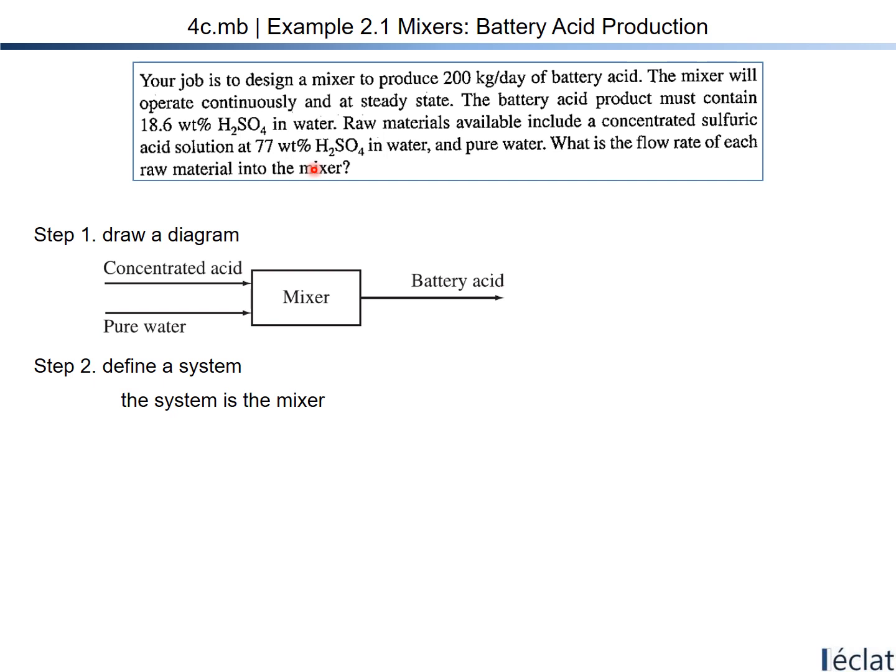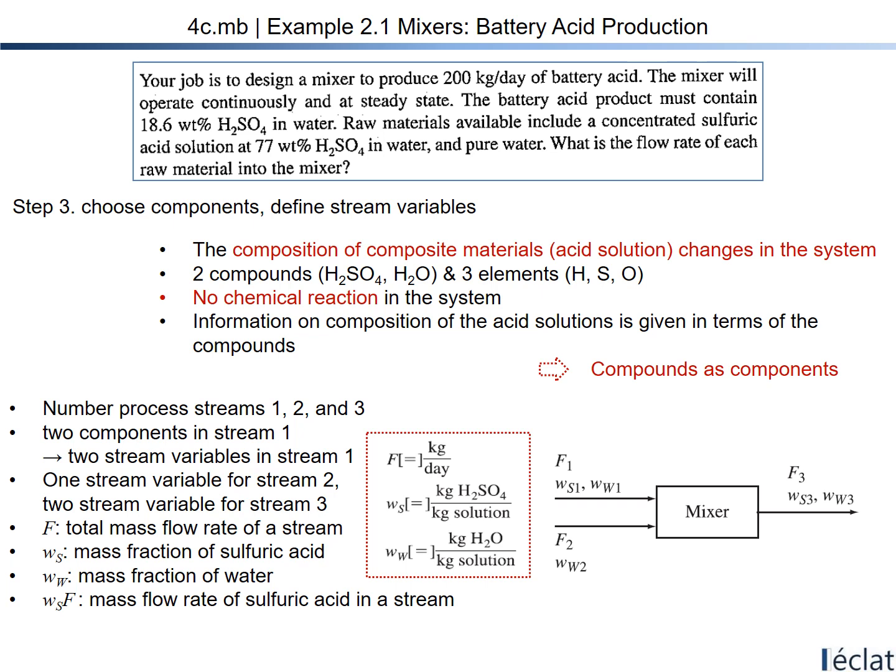So here is the solution. I will follow 10 steps suggested by Murphy. Step 1, draw diagram. So a mixer and two streams are introduced into the mixer. The first one is concentrated acid and the other is pure water. The output is the battery acid stream. Then let's go to step 2. Define a system. Of course, the mixer is your system. And let's go to step 3. Choose components plus define stream variables.